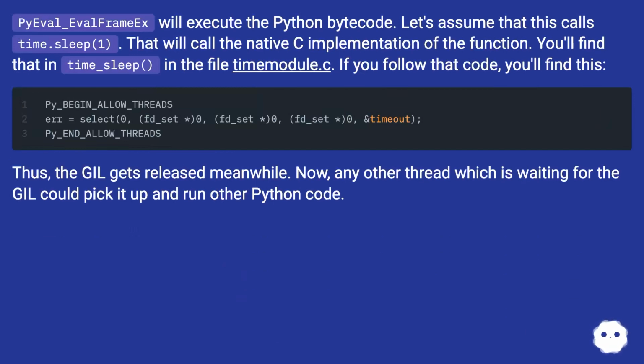PyEval_EvalFrameEx will execute the Python bytecode. Let's assume that this calls time.sleep. That will call the native C implementation of the function. You'll find that in time_sleep in the file timemodule.c. If you follow that code, you'll find this. Thus, the GIL gets released meanwhile. Now, any other thread which is waiting for the GIL could pick it up and run other Python code.